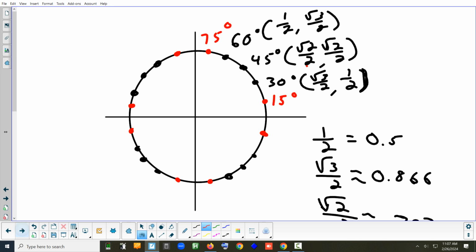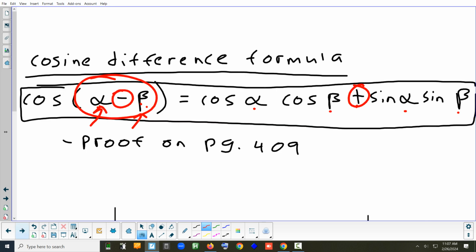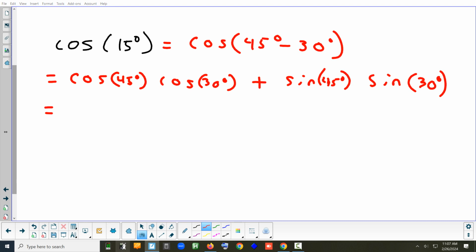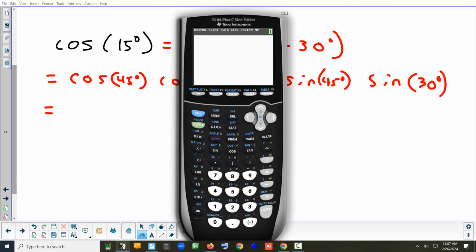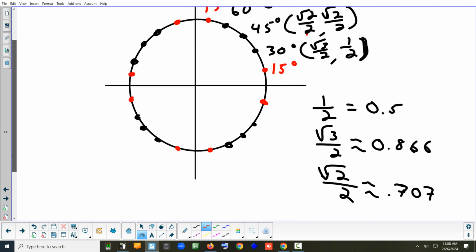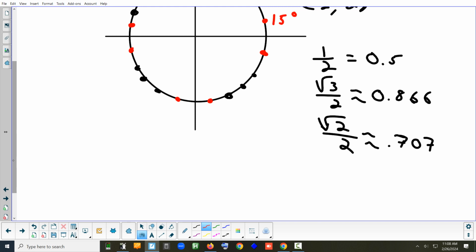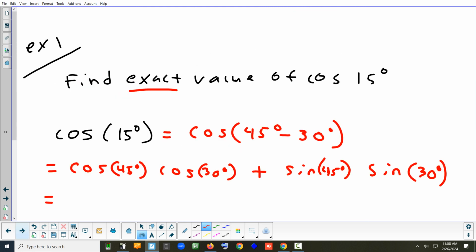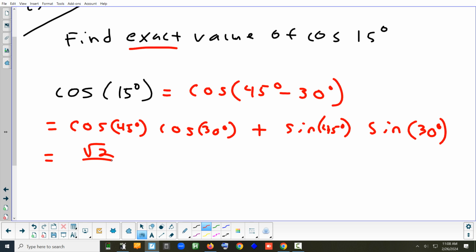That's where the decimal can come in handy. So if you don't remember that it's root 2 over 2, just type in the cosine of 45. Okay, make sure you're in degrees. Cosine 45, and you get 0.707. You have to now remember 0.707 is root 2 over 2. All right, so that's root 2 over 2.